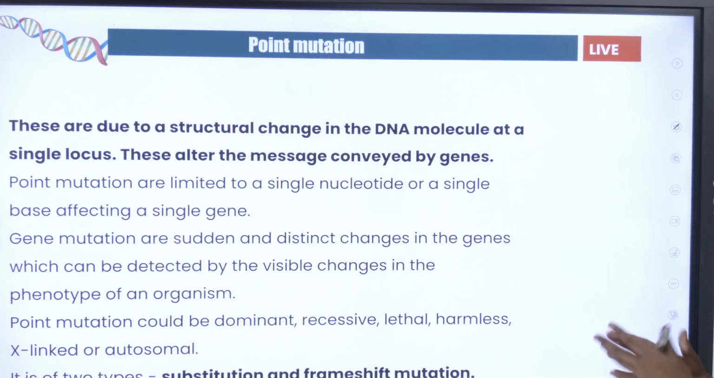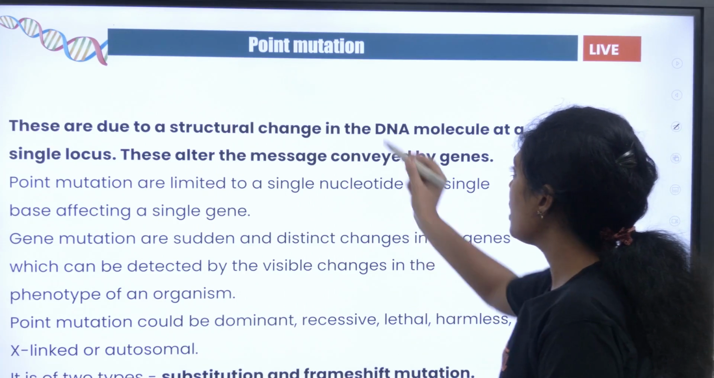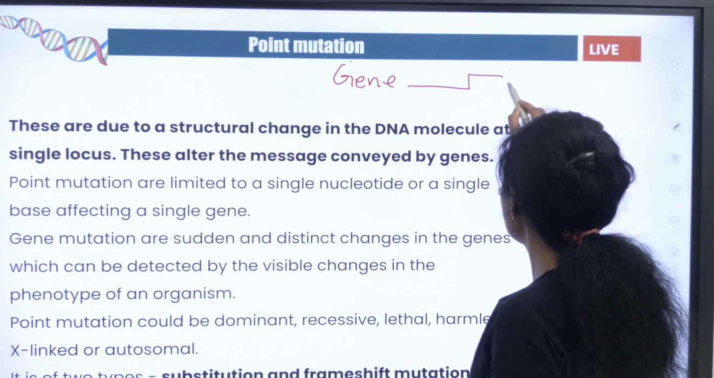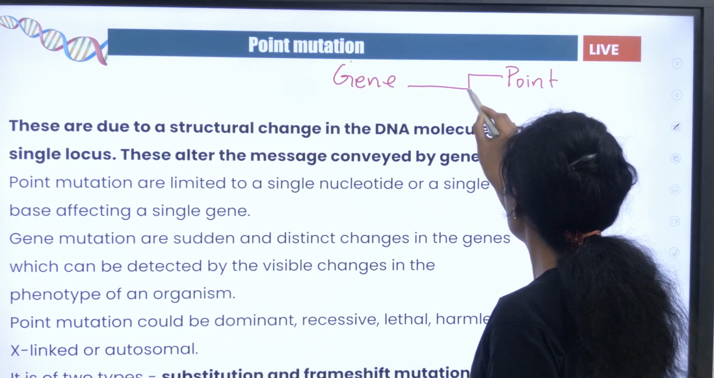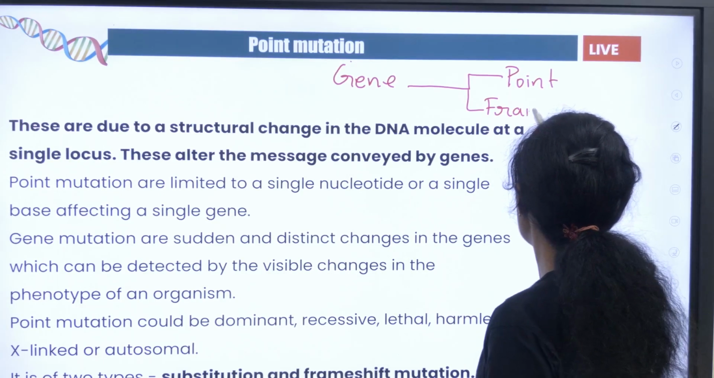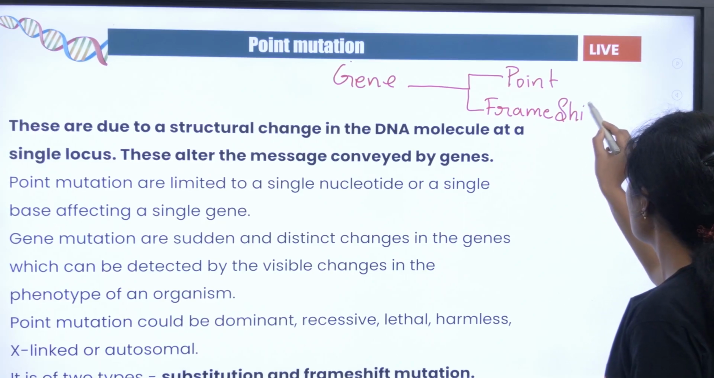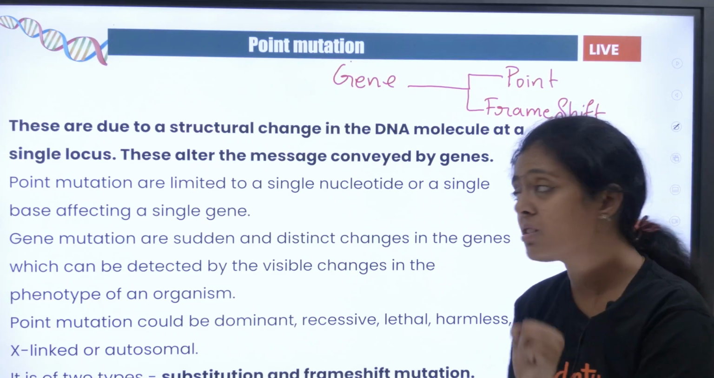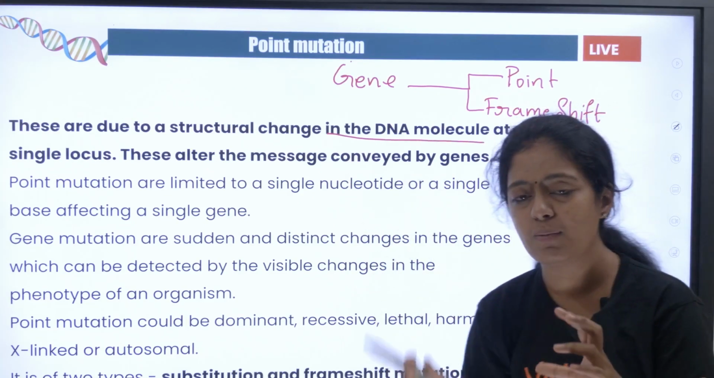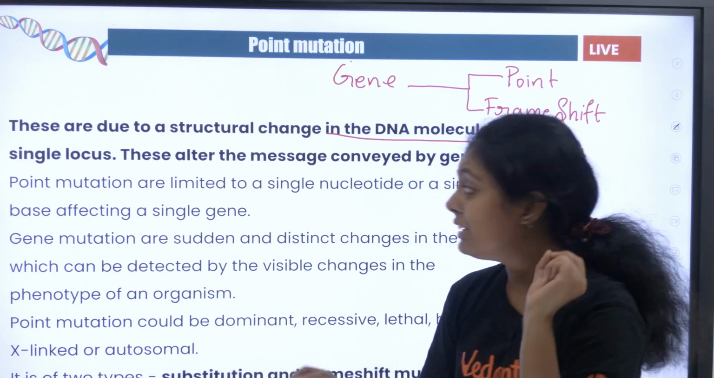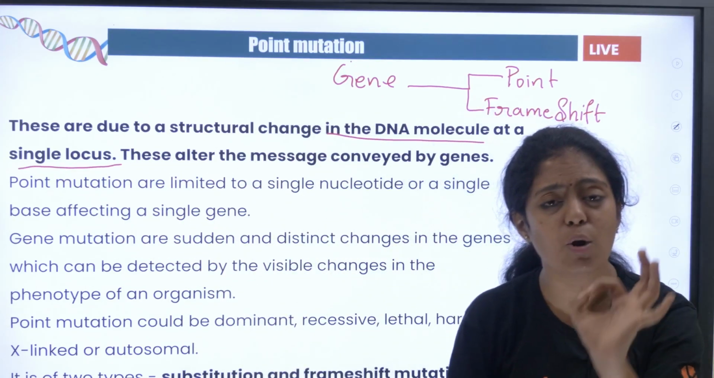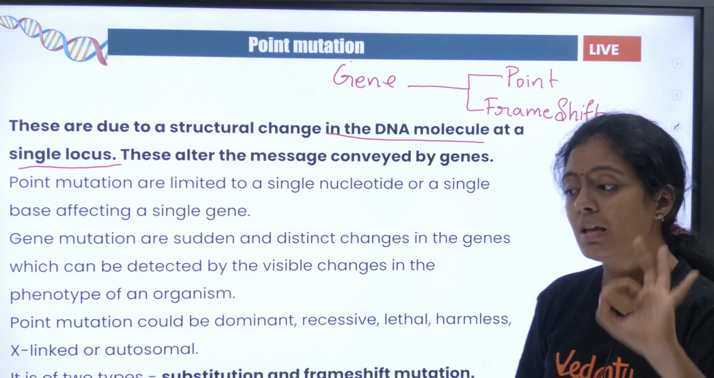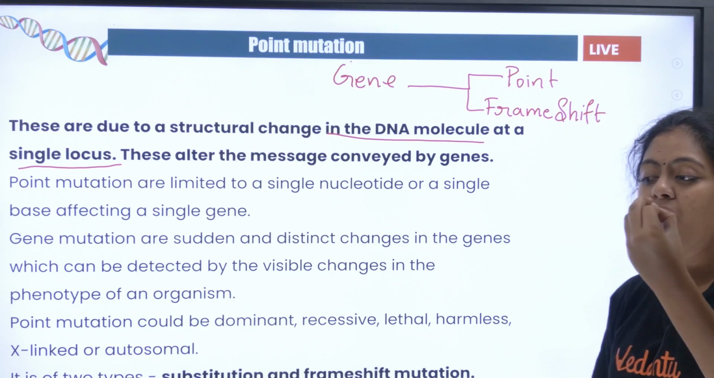Now let's move on to point mutation. Gene mutations are of two types: point mutation and frame shift mutation. What is point mutation? These are due to structural changes in the DNA molecule. It occurs at a single locus, at one point. What is a locus? A point where an allele or a gene is located is called a locus. These alter the message that is conveyed by a gene.